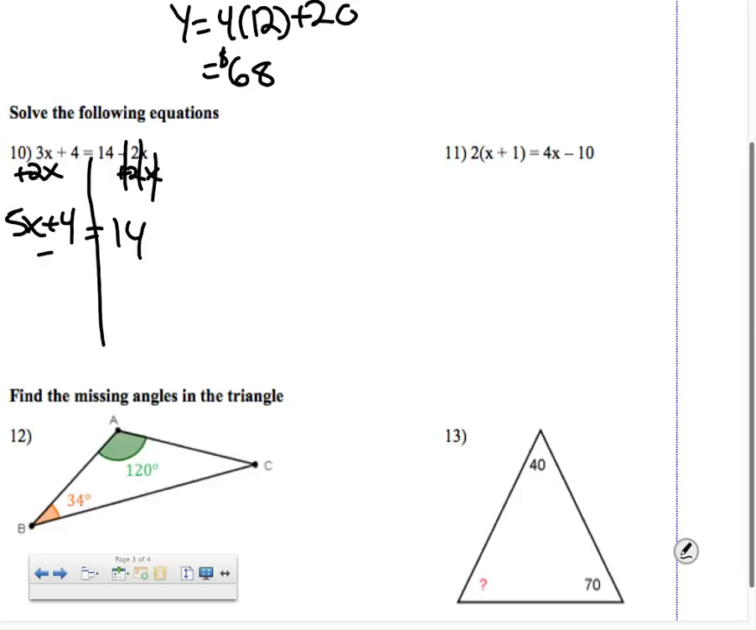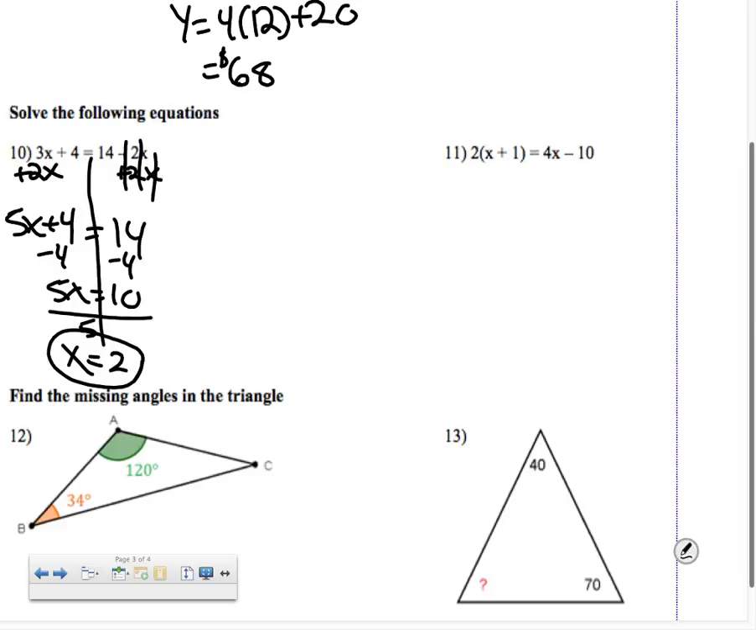Then I'm going to subtract 4 from both sides. I get 5x equals 10. Then I divide by 5. Again, every step I make is to try to get x by itself. So I move the 4 to get it away. I'm moving the 5 to get it away. So now I just have 2 left. So x would be 2. So when your x's are on different sides of the equal sign, you have to get them on the same side first before you start moving things around.